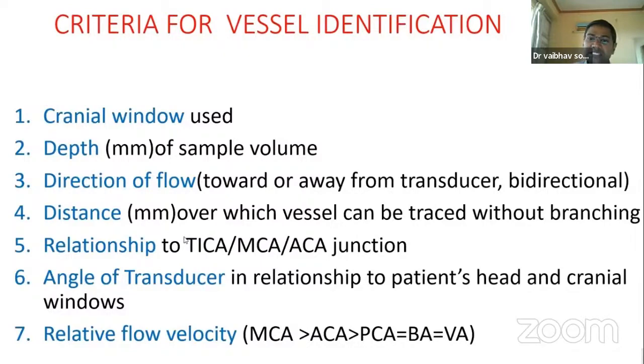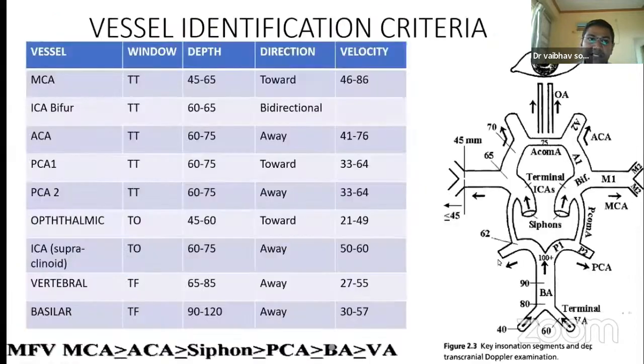The distance over which the vessel can be traced without branching, the relationship of the terminal internal carotid artery, MCA, ACA junction, and the angle of the transducer in relation to the patient's head and the cranial window. Lastly, along with that, relative flow velocity: as we know, in the MCA the mean flow velocity is maximum as compared to the ACA, the PCA, the basilar artery or the vertebral artery. Now, with this table, we can understand at what depth, what the velocity is, and what the direction of flow of blood is in the particular vessel.